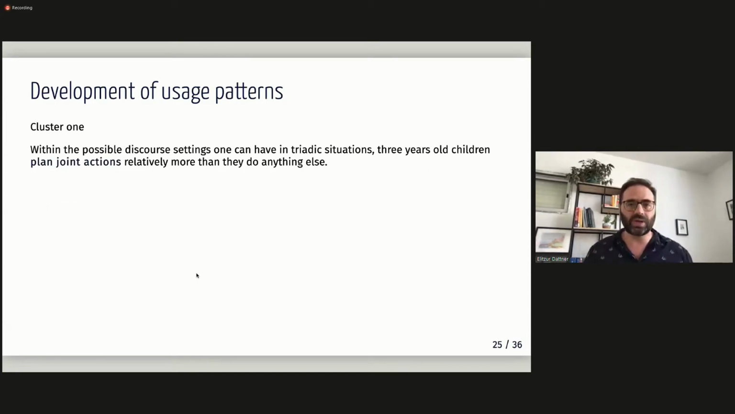Okay, so cluster 1: within the possible discourse settings one can have in triadic situations, 3-year-old children plan joint actions relatively more than they do anything else. And if you ever heard 3-year-olds or 4-year-olds playing, especially 3-year-olds, you can always hear them say, let's say I will be that and that.